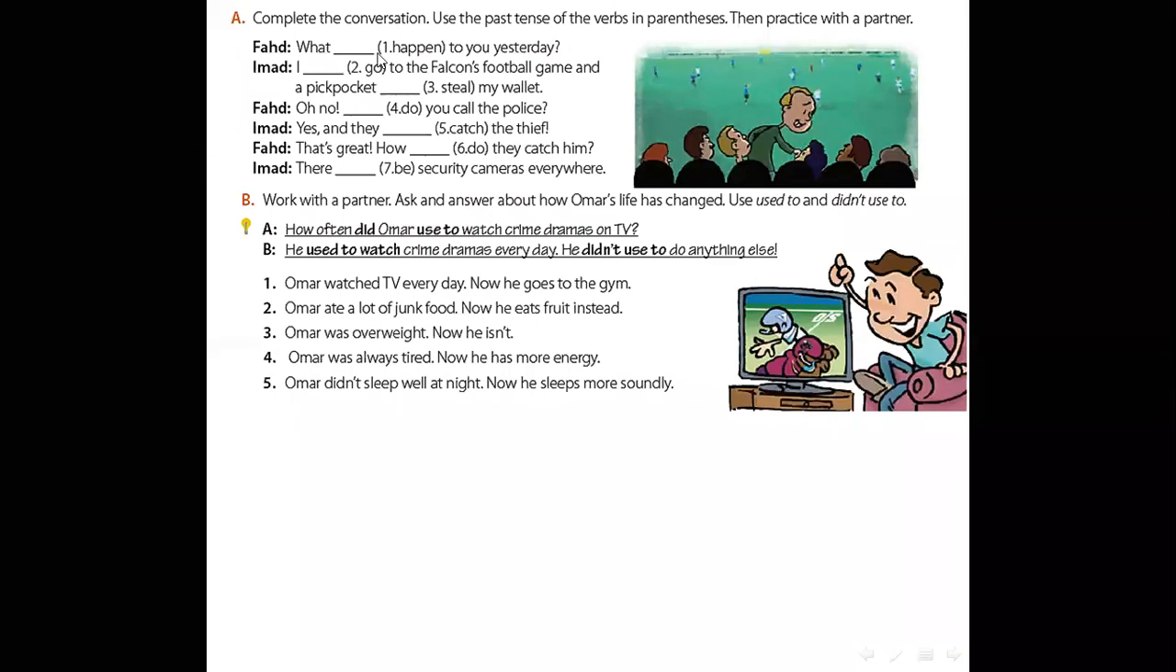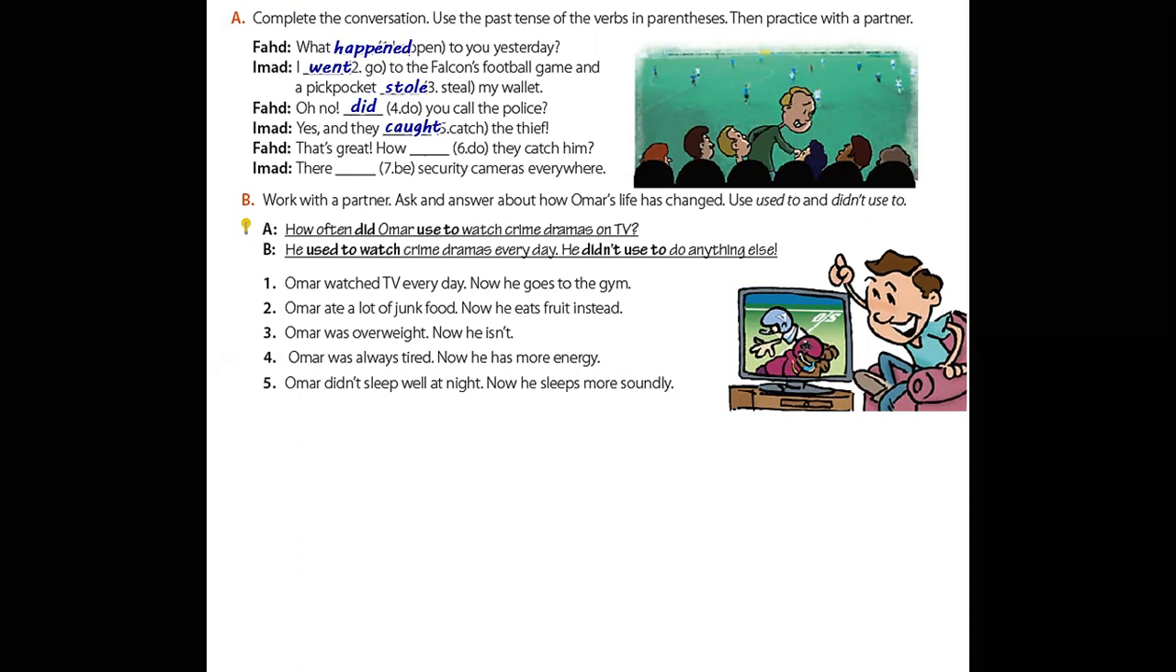What about number one? What is the past form of happen? Excellent. Happened. Happen, happened. It's a regular verb. What is the past form of go? Went. Very good. What is the past form of steal? Stole. Very good. How can we make a question in the simple past tense? By using did. Perfect. Yes, and they catch. What is the past form of catch? Caught.